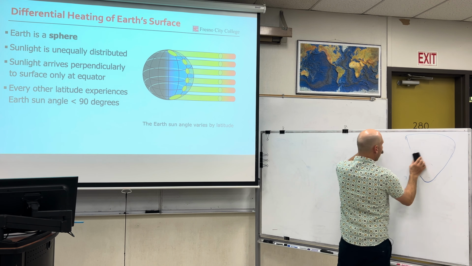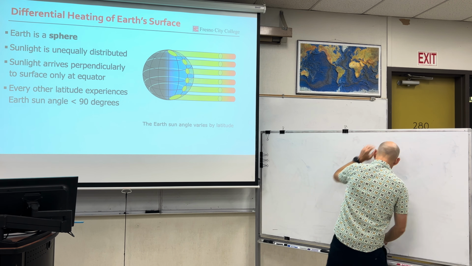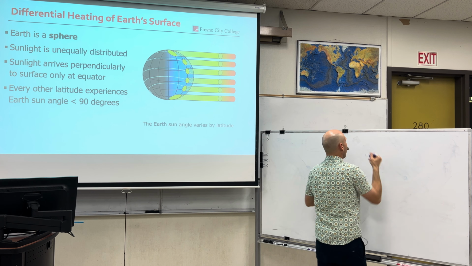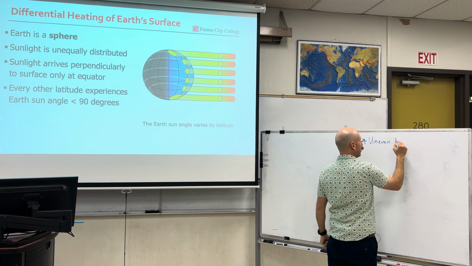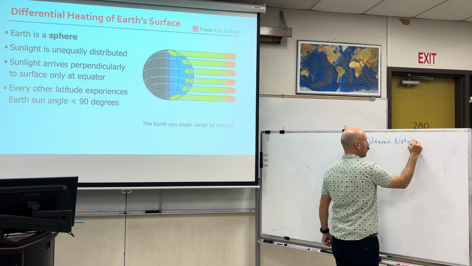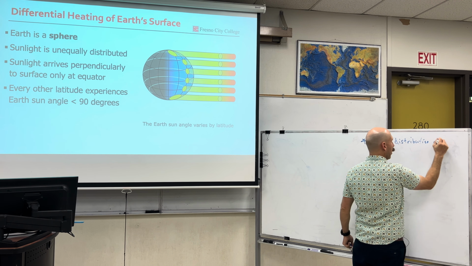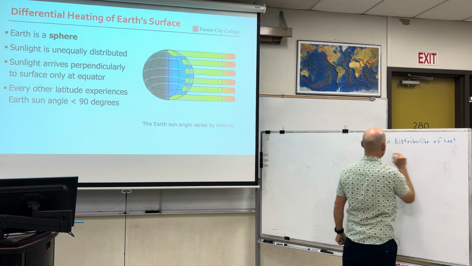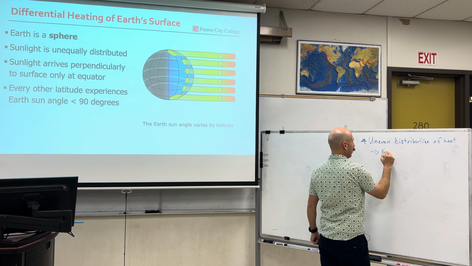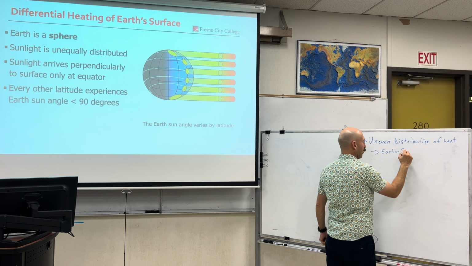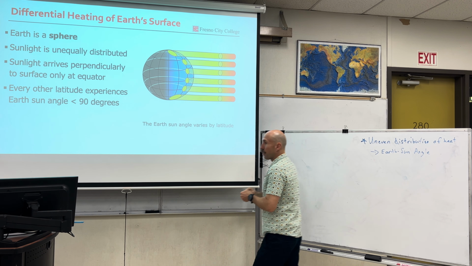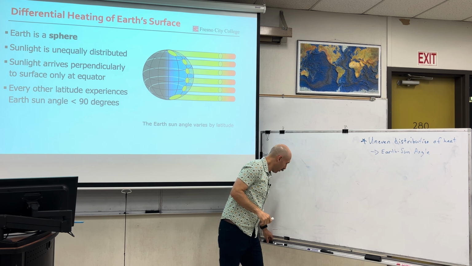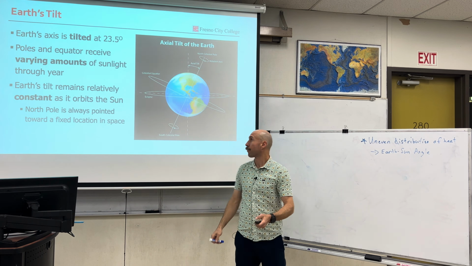So now that we've got this key finding, uneven distribution of heat because of Earth-Sun angle, we can start to get into exactly what's happening for seasons.